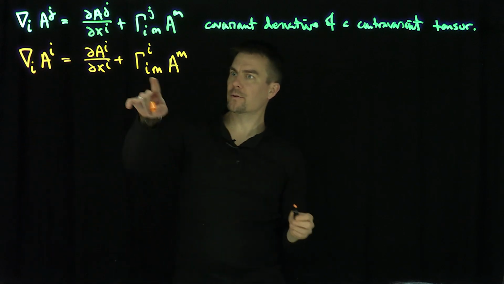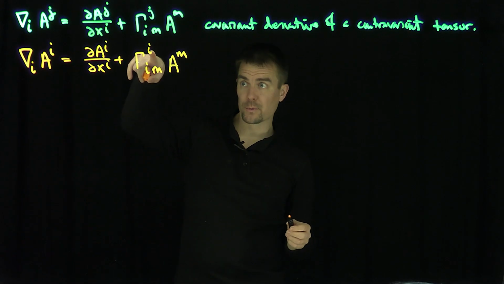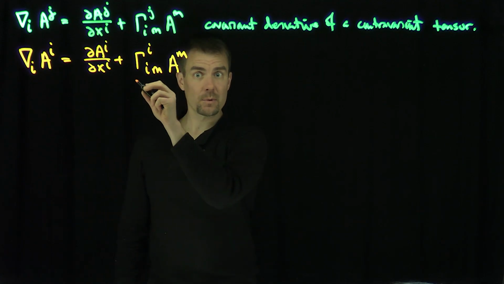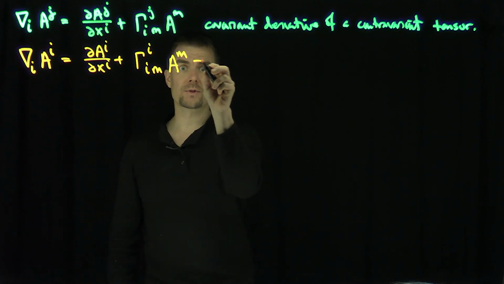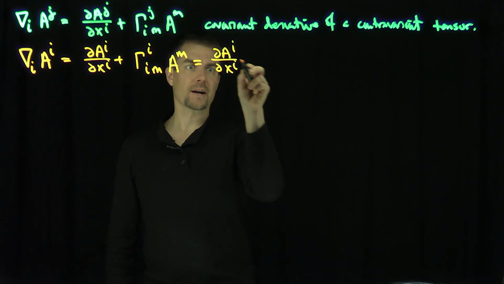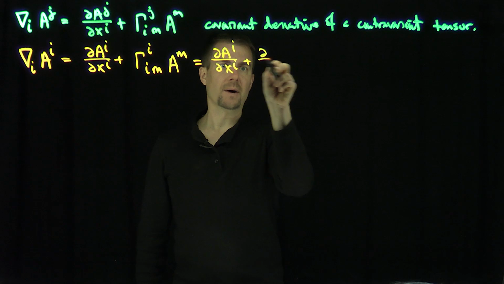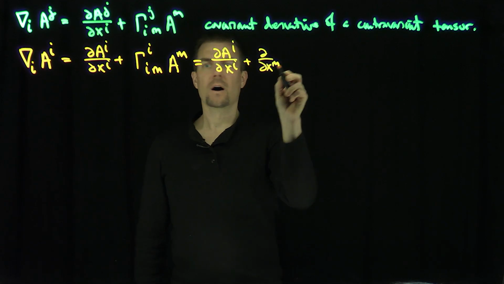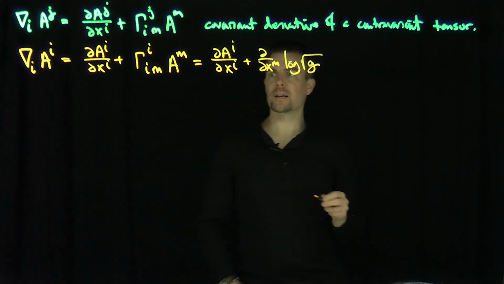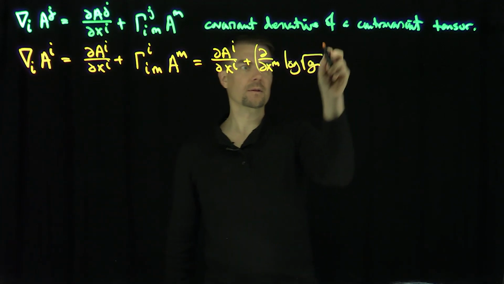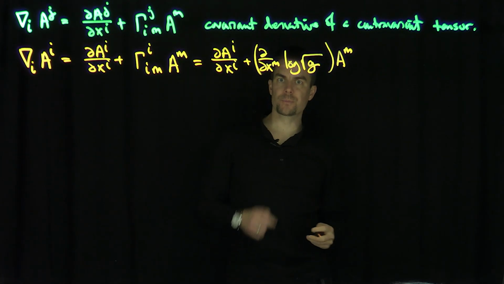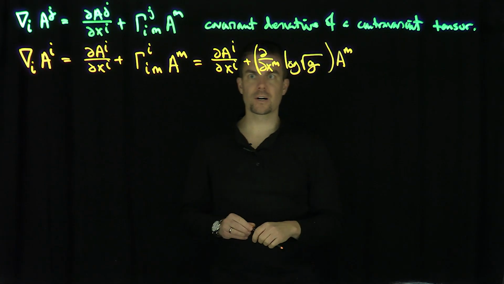Now we use the fact that there's a special formula for when we sum the Christoffel symbols where there's one upper and one lower index that are the same. It is the derivative with respect to this variable of the log of the volume element. We proved this in a previous video. So this is ∂a^i/∂x^i plus ∂/∂x^m of the log of the square root of g, times a^m, of course.